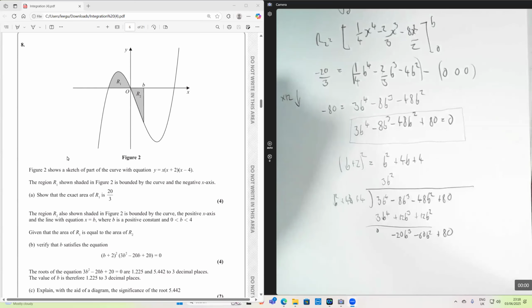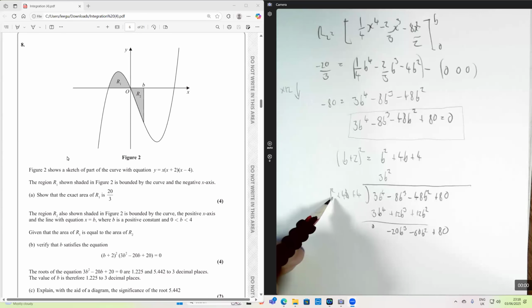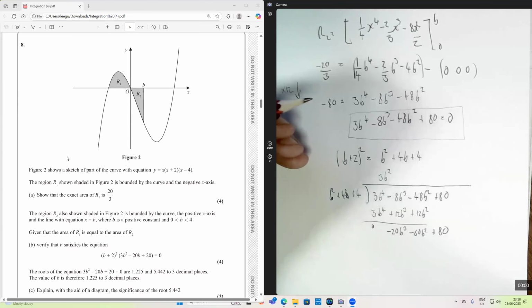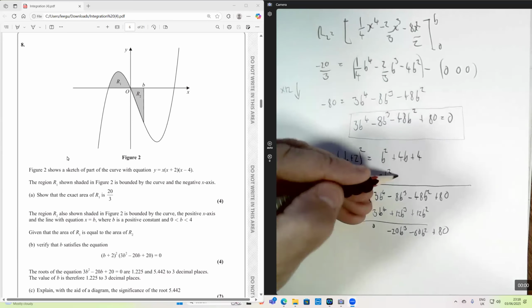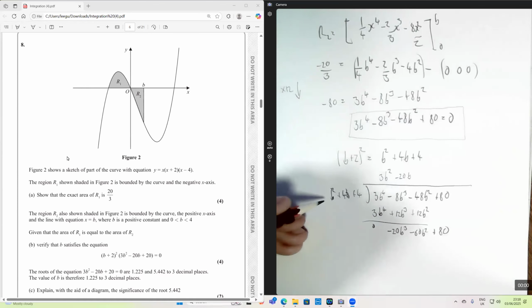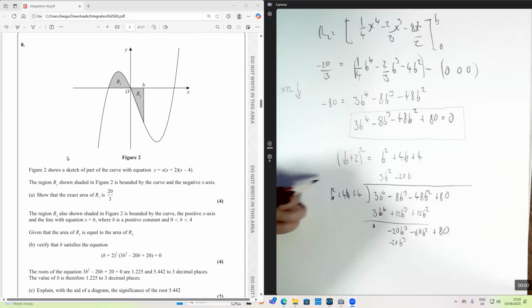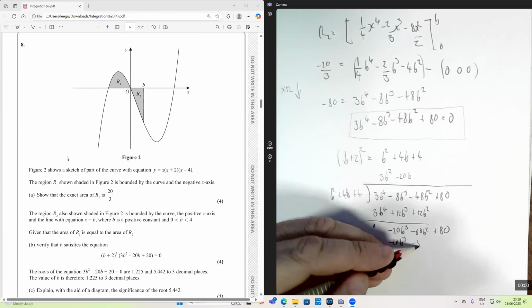Okay, I repeat the process again. I say now, what do I need to do to this to change it into this? And the answer is that I need to times it by minus 20b. So let's do that now. Going to times that by minus 20b. Okay, and that's going to give me minus 20b cubed. And then I'm going to have minus 80.